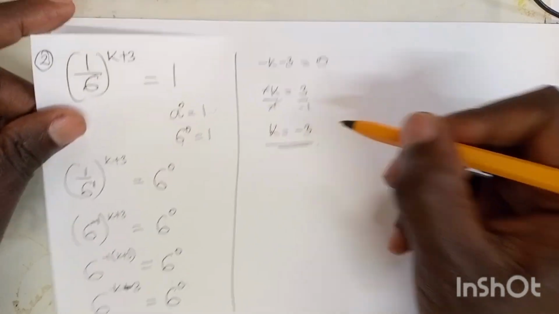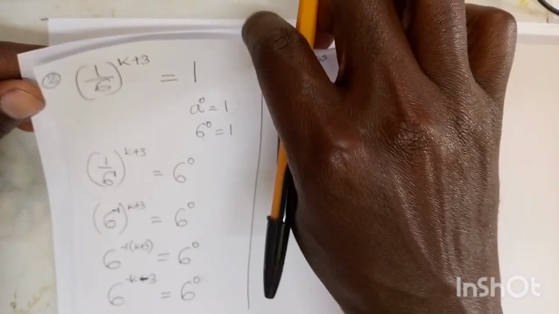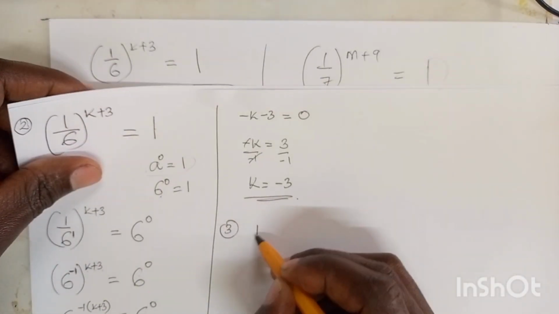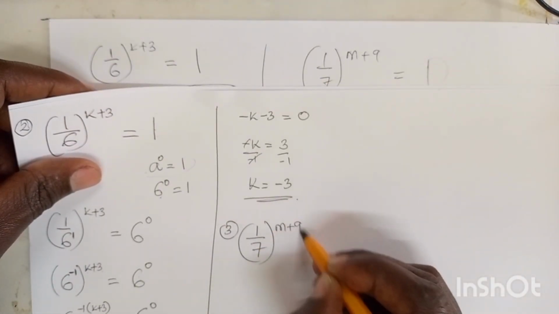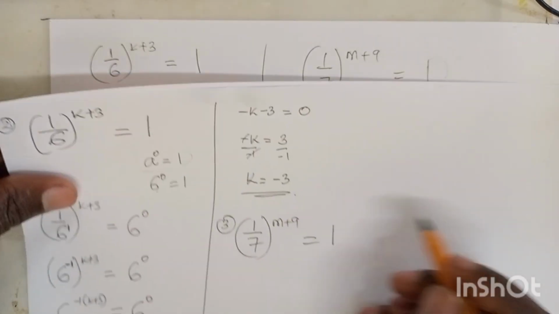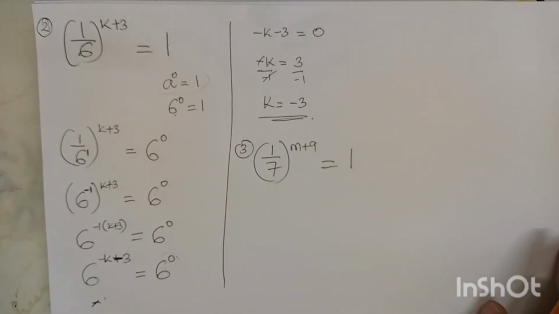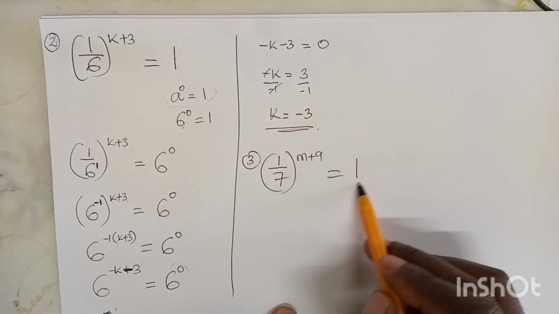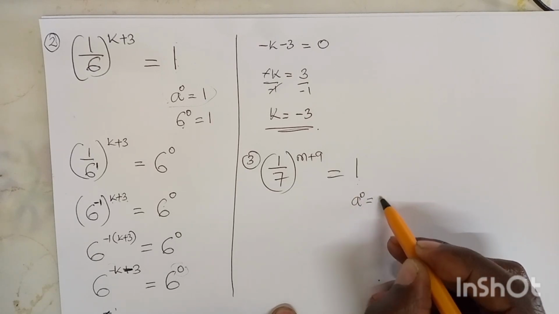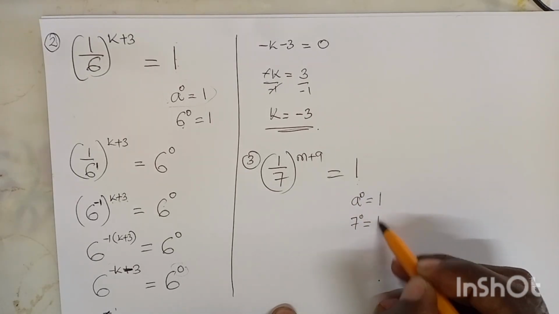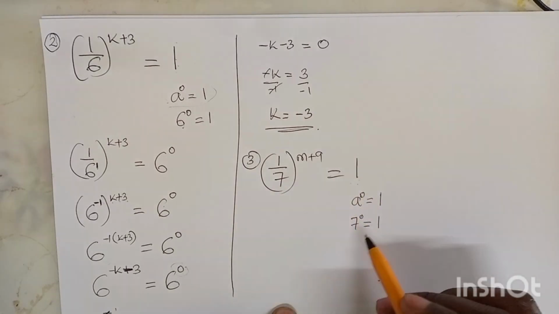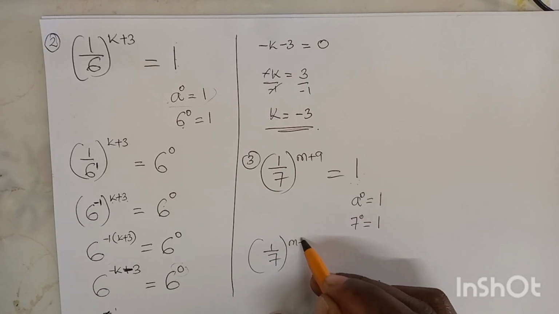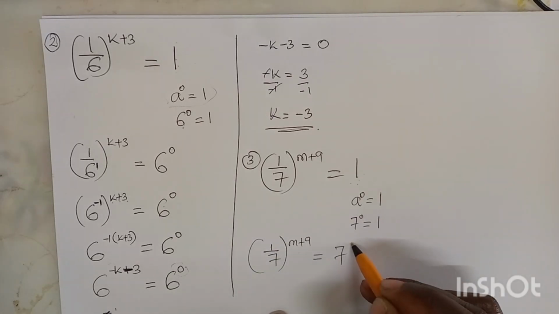In the same way, we have another example we wanted to attempt, and let me pick it. If we have that example, 1 over 7 power m plus 9 equals 1. All right, see how we can solve this one here. This same one, we replace 1 with a power 0. That means 7 power 0. Any number raised to power 0 gives us 1. So because I have 7, I can have 7 power 0 here. So I have 1 over 7 power m plus 9 equals 7 power 0.